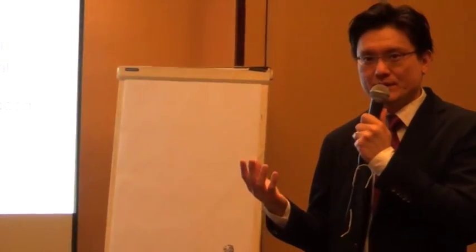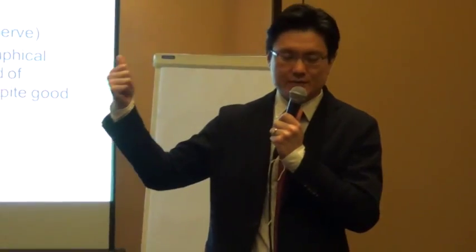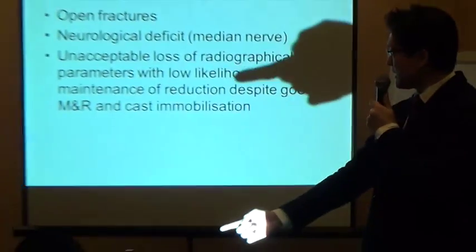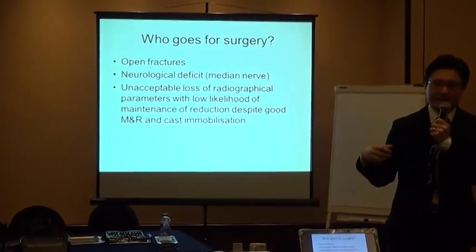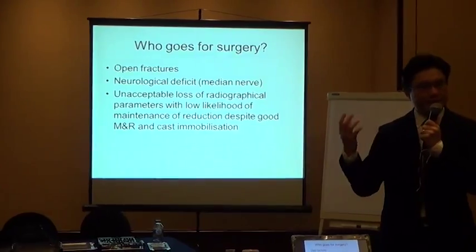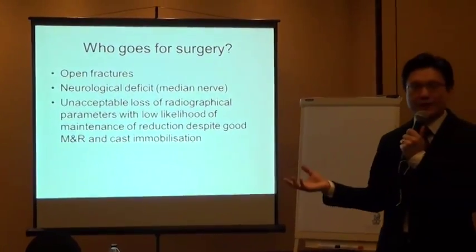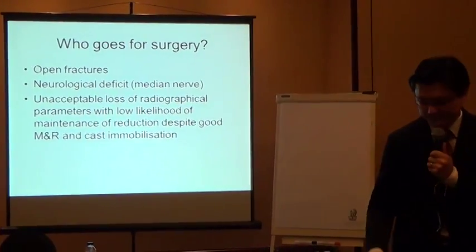Who goes for surgery? I will operate on all the open distal radius fractures to debride the wound. If it's suitable for immediate fixation, I usually fix them immediately. If not, we'll stage the fixation. Neurological deficit, patients with median nerve symptoms, I'll operate on them, do a carpal tunnel release. At the same time, I'll also fix the radius. Patients with closed fractures that have been manipulated, reduced and put in a cast or a slab, and they're not stable, if they collapse, I will counsel the patient for fixation.